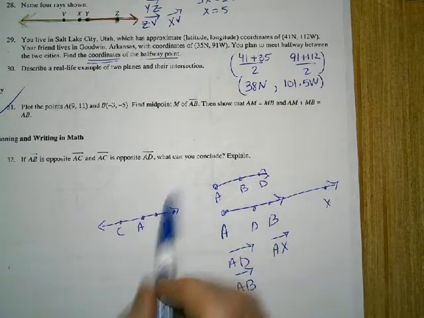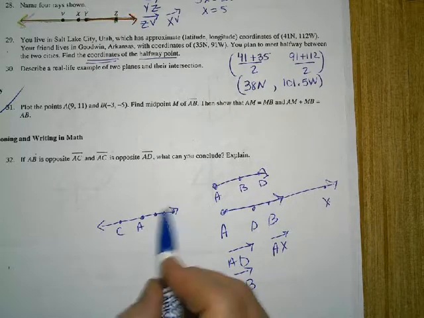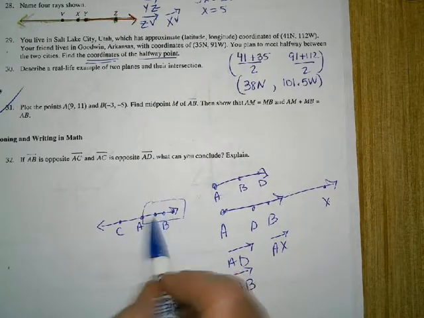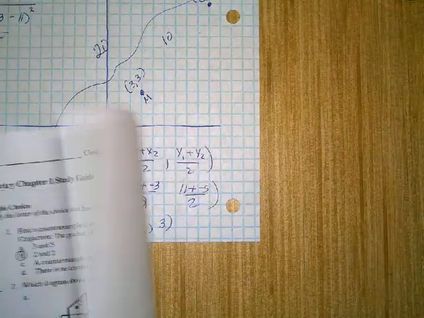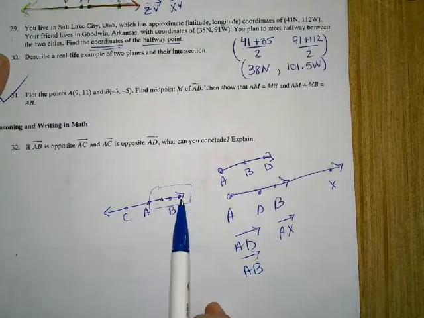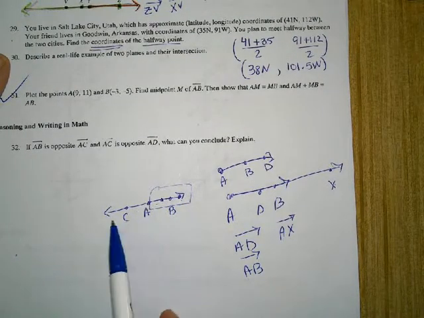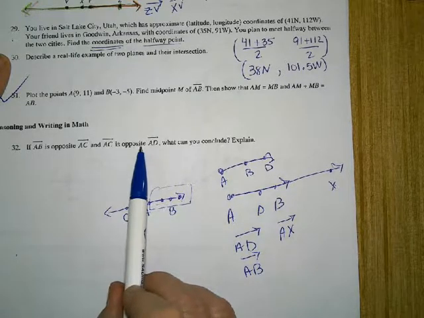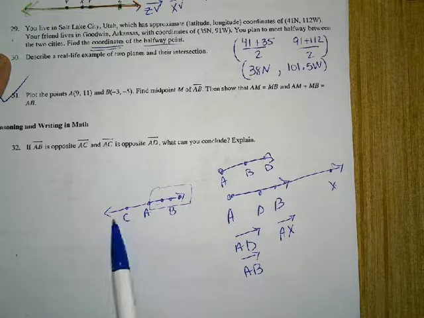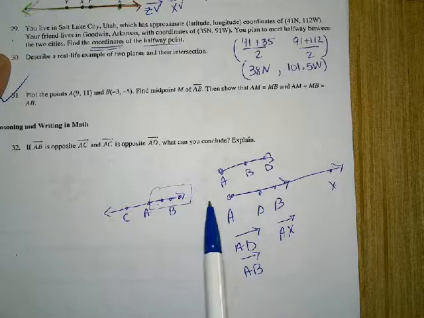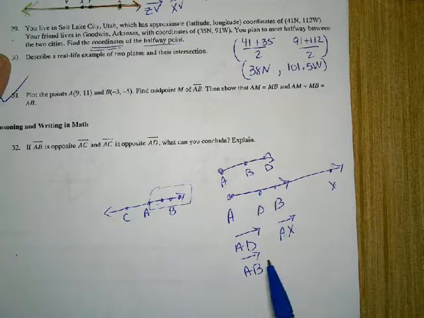Opposite rays mean they go in opposite directions. So D has to be over here somewhere. It can't be over there where C is. Okay. The AB goes this direction, and AC goes this direction, and we want to draw AD so that it's opposite of AC. Right. Is that all you have to write, or do you have to write all of that?